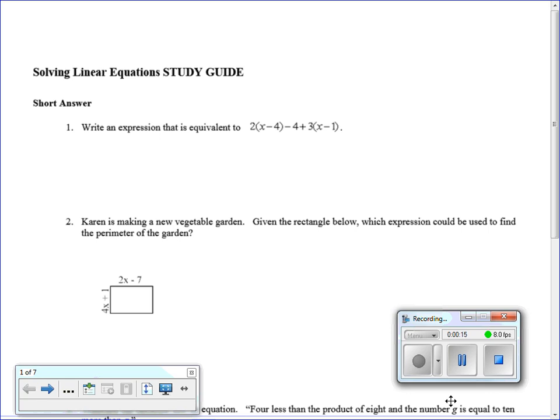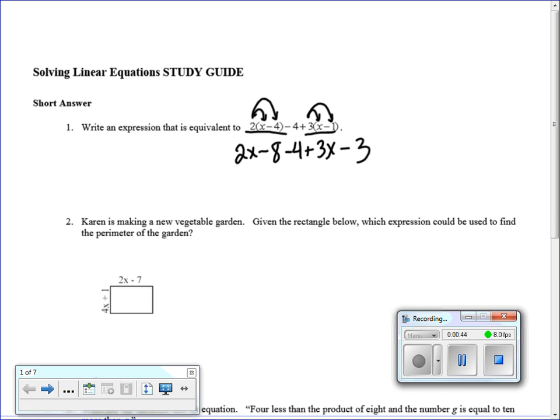Okay, on this one, you are going to distribute first, so you're going to do the distributive property in 2 places. Okay, with the 2 times the x minus 4, and with the 3 times the x minus 1. When you distribute, you multiply 2 times x, which is 2x. You multiply 2 times minus 4, which is minus 8. Minus 4 plus 3 times x, which is 3x. And 3 times negative 1, which is negative 3.